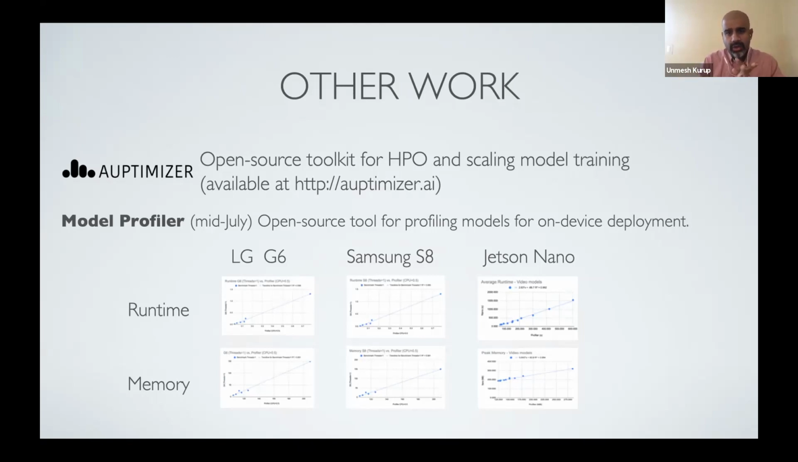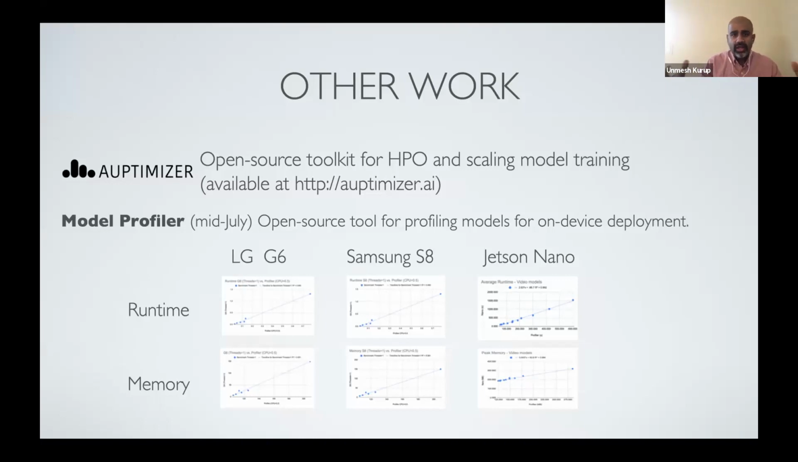And to show you how well that works, I have 6 graphs here, and it's hard to read because they're small, but that's okay. What's important is that you can see that the lines are a really good fit. And what we have done here is we have compared the performance of Profiler against 3 different devices, the LG G6 and the Samsung S8, which are both mobile phones, and the Jetson Nano. We have compared the performance against predictions for runtime and memory usage. And in both cases, you can see that the fit is really good, right?